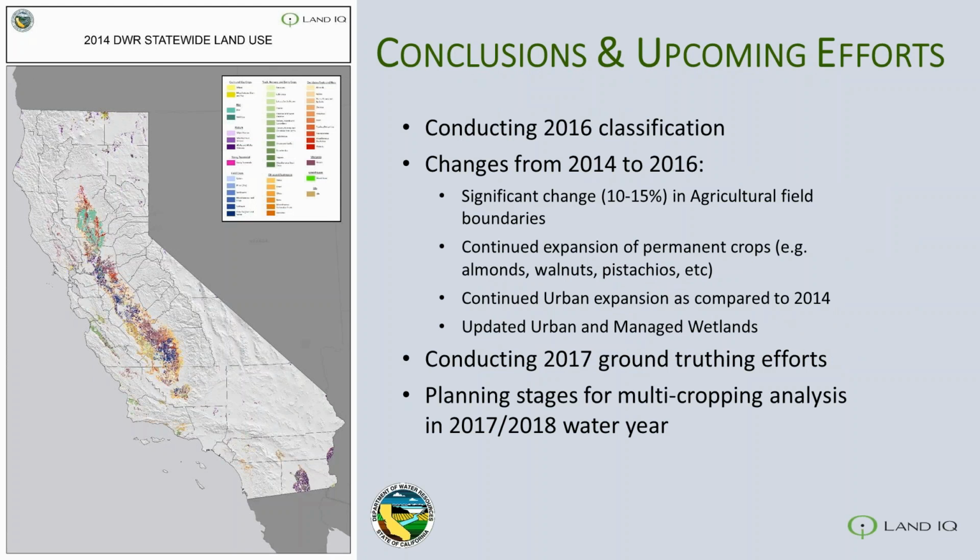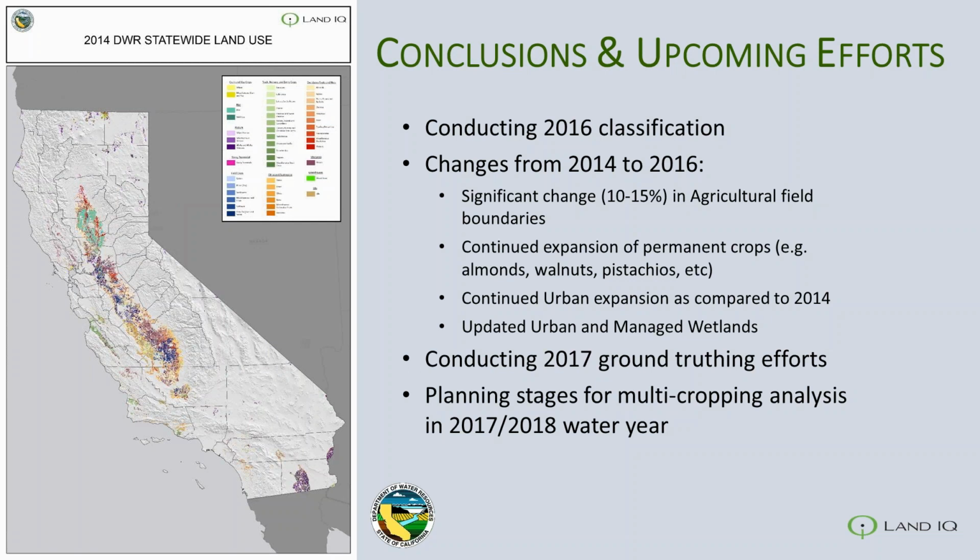So, conclusions and upcoming efforts. As Curtis mentioned, we're already conducting the 2016 classification. It's interesting to take a look in our preliminary work on the 2016 classification, what has changed from 2014 to 2016. It's quite fascinating, actually. People think that agriculture or land use doesn't change that much, but in fact it's quite dynamic. And we see a significant change in those field boundaries. About 10 to 15% of our field boundaries we're having to adjust. That may mean that a grower split a field or joined two fields together, or just changed how they manage their land.